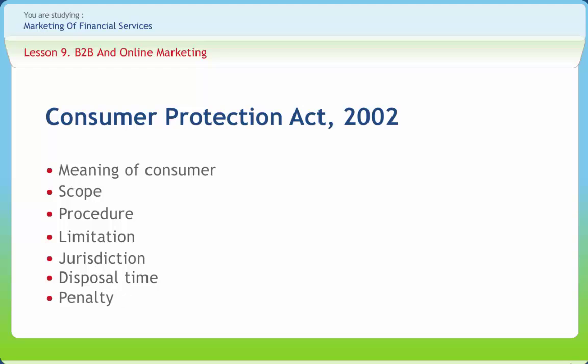Non-compliance of orders of the forum or lodging of frivolous complaint may result in imprisonment of 1 month to 3 years or fine not less than rupees 2,000 and up to rupees 10,000 or both. The appeals can be as under.